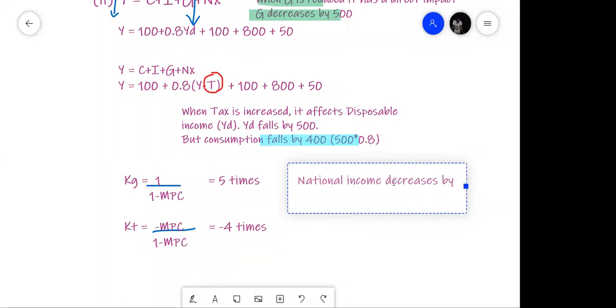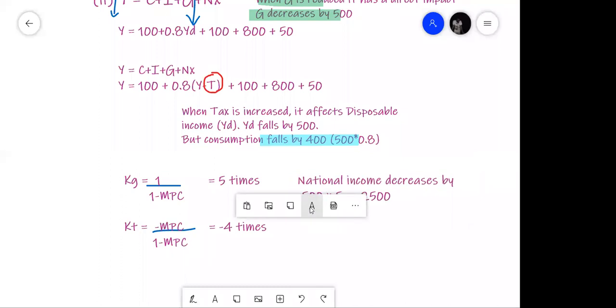Okay, how much will national income decrease by? If you decrease government spending by 500, it gets multiplied by 5. So it multiplies by 5, and your national income will decrease by 2,500. But in this case, how much will national income decrease by?